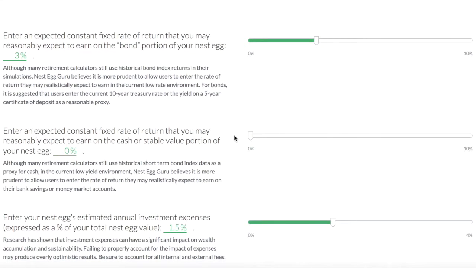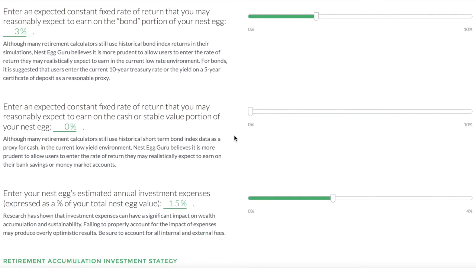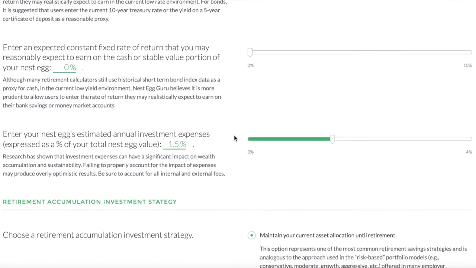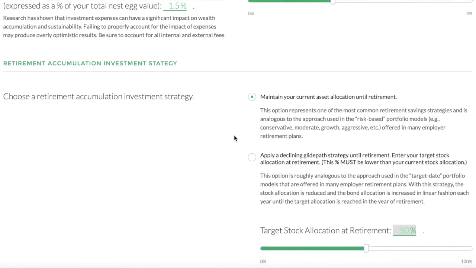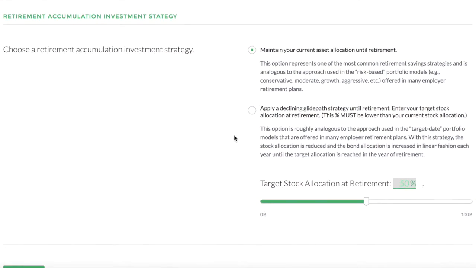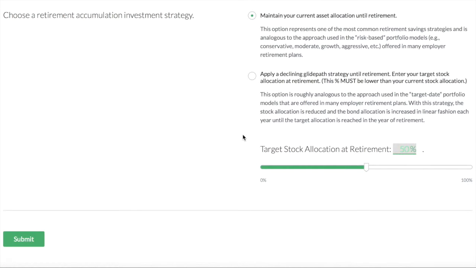Now, to get to the thrust of this analysis, let's assume that the total internal expenses of your 401k account add up to 1.5% of the total value of your retirement portfolio each year. As for our final input, Nest Egg Guru enables users to test how their savings may grow by maintaining a constant asset allocation over time, or by choosing a model that shifts from stocks to bonds over time as the target retirement date approaches. In this example, we will assume that you maintain the 70-30 allocation from now until retirement. Using the data we entered, Nest Egg Guru will now run 5,000 simulations based upon random sampling of historical market return data.